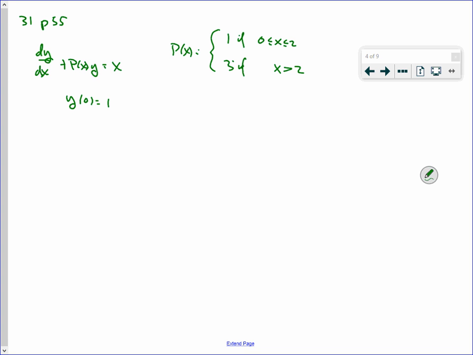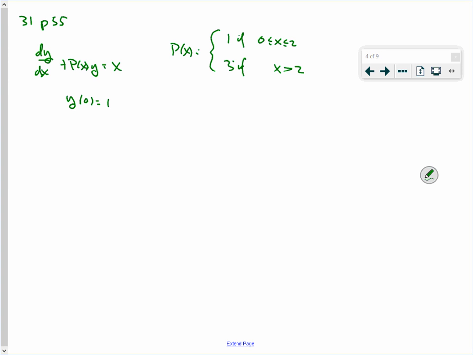Okay, the plan of attack on this is let's just work with the top function in p of x. Let's solve dy/dx plus 1 y equals x with the initial condition y of 0 equals 1. Get a solution for that, and that'll work from 0 to 2. Then once we get to 2, we'll get a solution for p of x equals 3, and we'll have to work with the constant so that this new solution matches up with the one we had that worked from 0 to 2. So that's the idea.